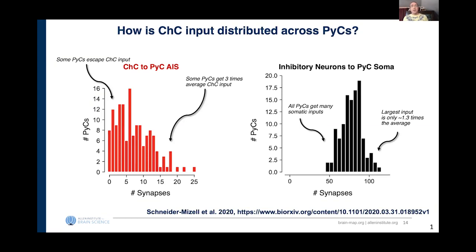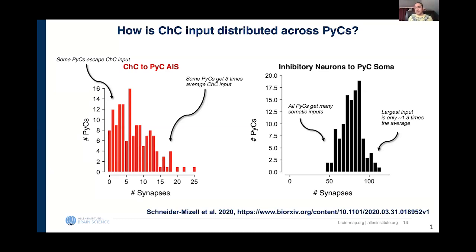At the same time, and this is data that I don't have time to show you, but it's in the paper, we also see no signs of target specificity by individual Chandelier axons beyond spatial proximity. This lack of target specificity suggested to us that the Chandelier might be carrying a kind of unspecific or global inhibitory signal that is then adjusted by the number of synapses to each pyramidal cell.